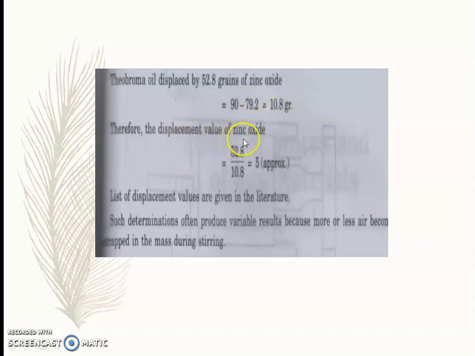Therefore, the displacement value of zinc oxide is 52.8 upon 10.8, which is 5. A list of displacement values is given in the literature. Such determinations often produce variable results because more or less air becomes entrapped in the mass during the stirring.